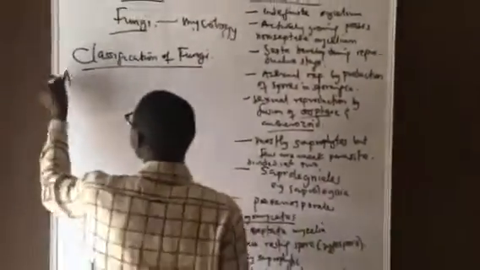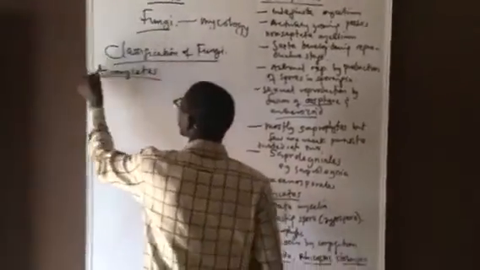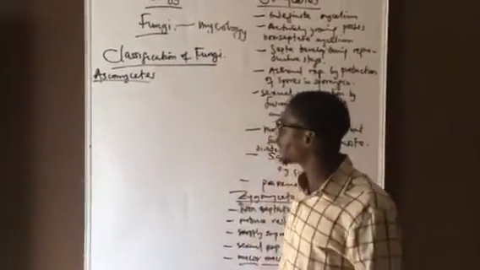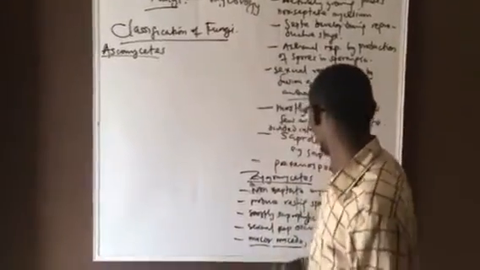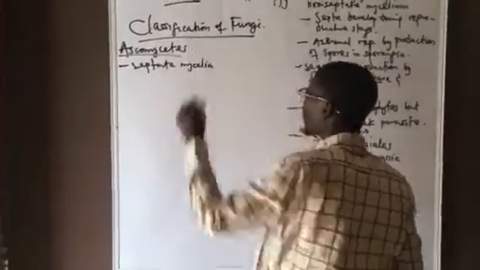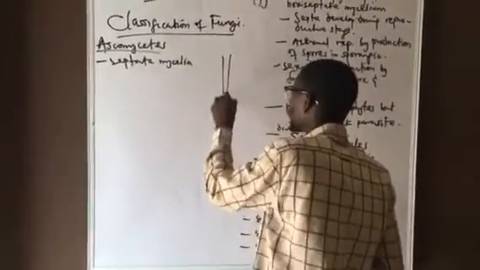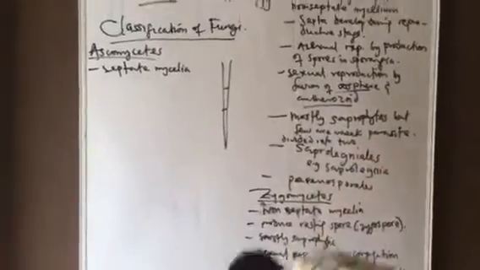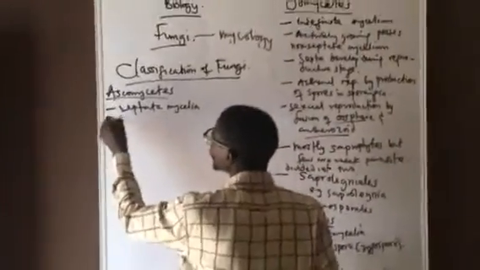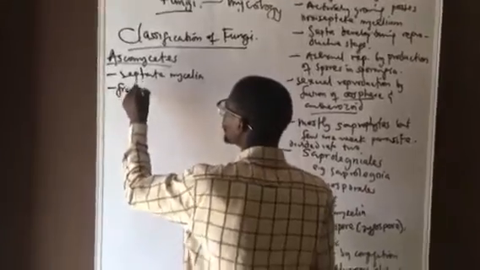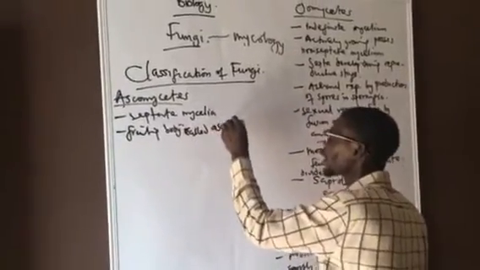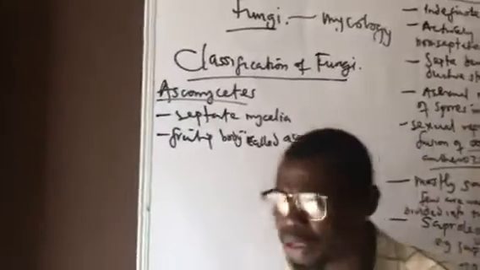The Ascomycetes are a little bit advanced, and they have septate mycelia. That is, their body structure is divided by cross walls. That's why we say they have septate mycelia. They also have an elaborate fruiting body, which is called the ascocarp.